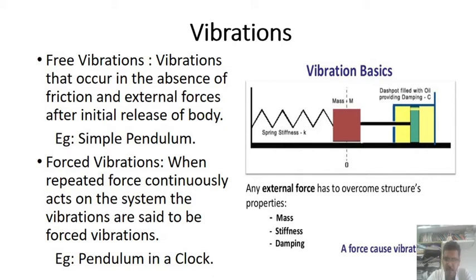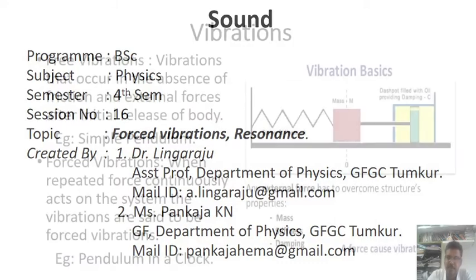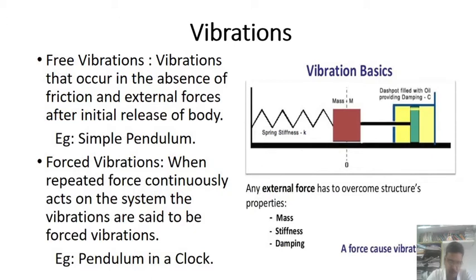Oscillatory motion: a motion in which the body moves to and fro about a mean position is called an oscillatory motion. The motion of the bob of a simple pendulum and the motion of a prong of an excited tuning fork are examples of oscillatory motions. Here we are going to explain vibrations. Many different types of vibrations are there.